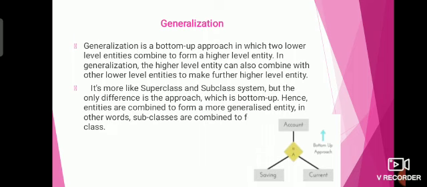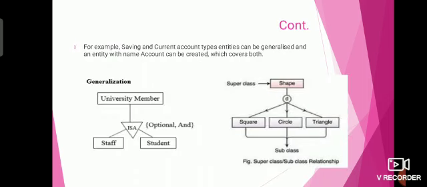For example, here we are seeing account is a more general representation of an entity, which may be of two types: saving account or current account. So the saving account is an entity which is a specialized entity from the account type. So saving and current are generalized into an entity. And again we can see examples like university member is a staff or student. University member is the more generalized term. The university member may be of two categories: staff or student.